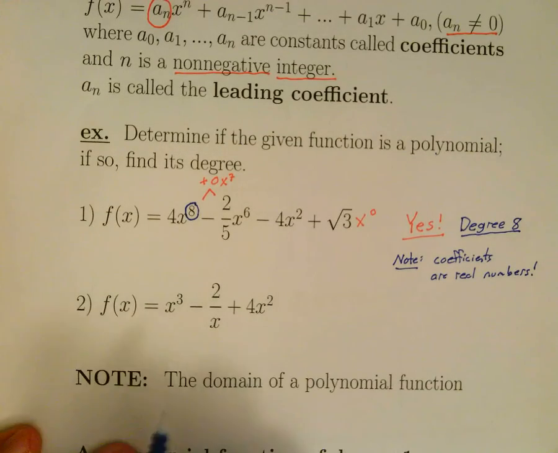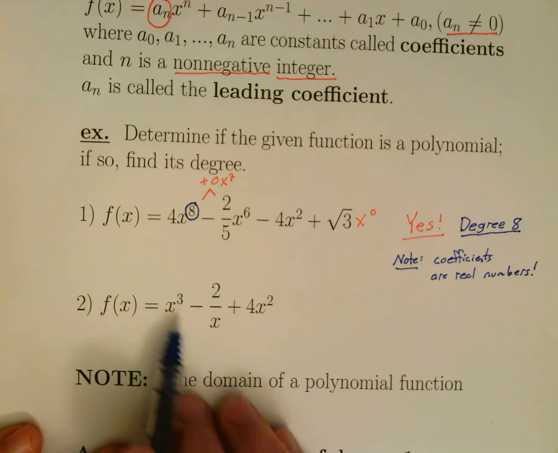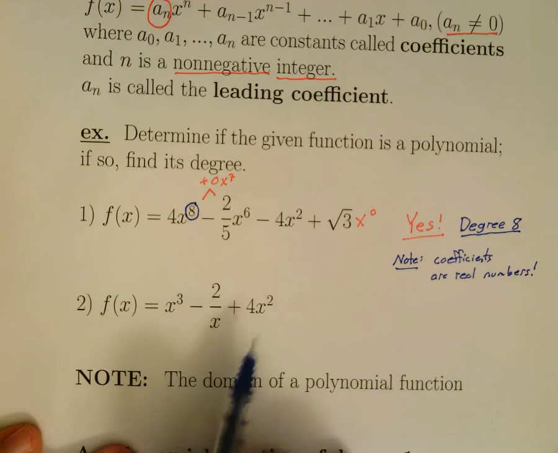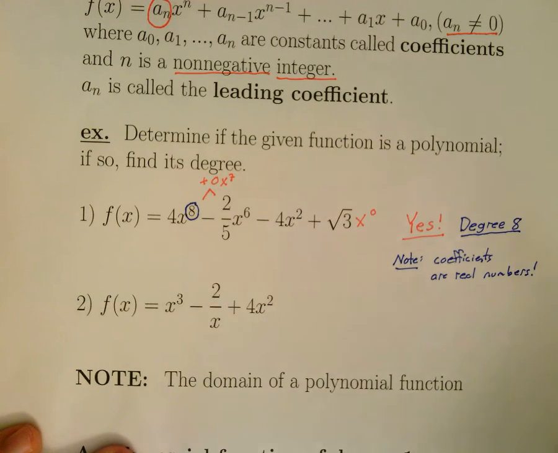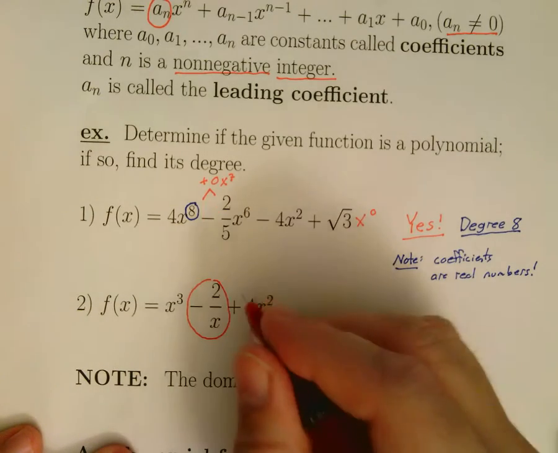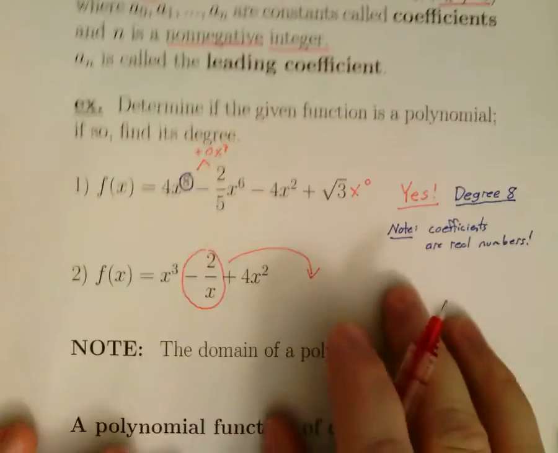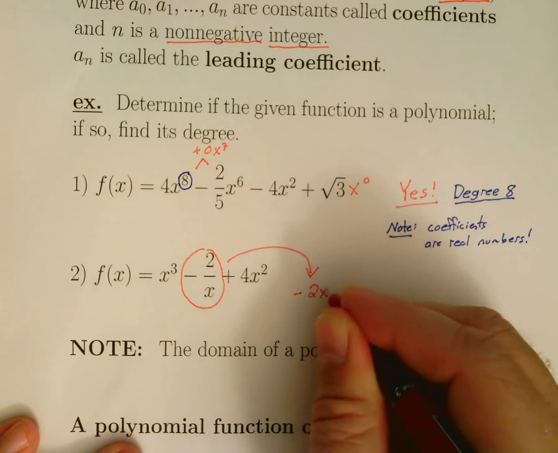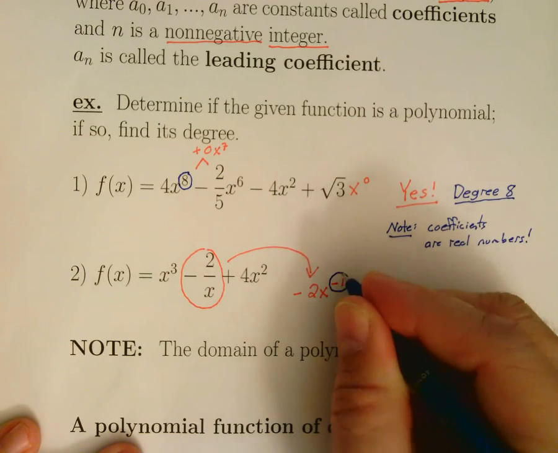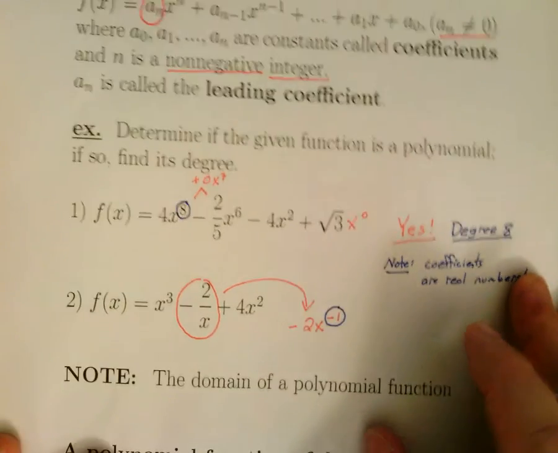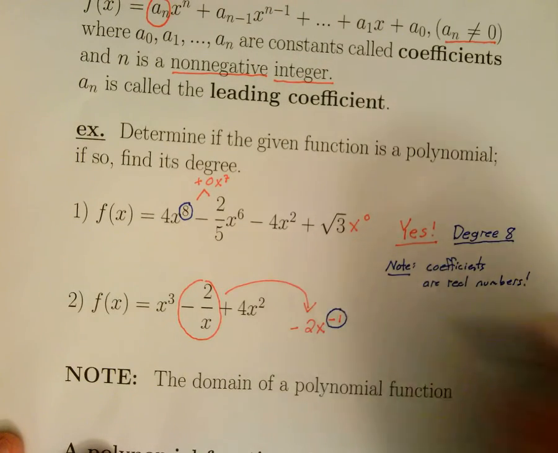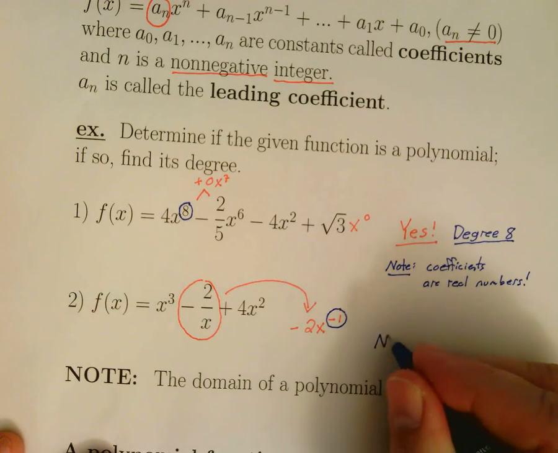The second one, I have 1 times x to the 3rd minus 2 divided by x plus 4x squared. It may look like this is a polynomial, but this is going to be our problem. We have a negative 2 over x in this particular term. Let me rewrite this a little bit so you can see it better. This looks like negative 2x to the negative 1. This is the problem. That is a negative value. Remember, we cannot have negative exponents. Remember, the definition is what I underlined here: non-negative integer. That is a negative integer. So what we see here is this is actually not a polynomial.